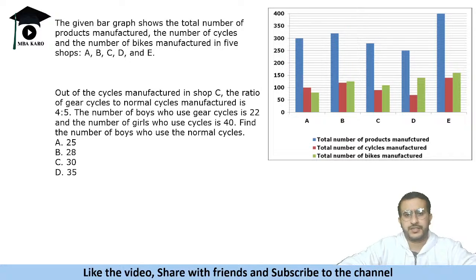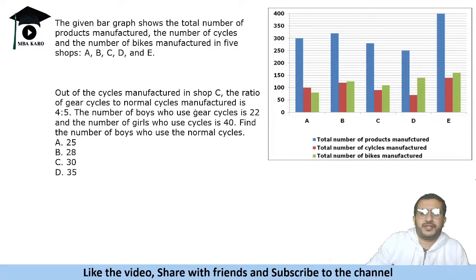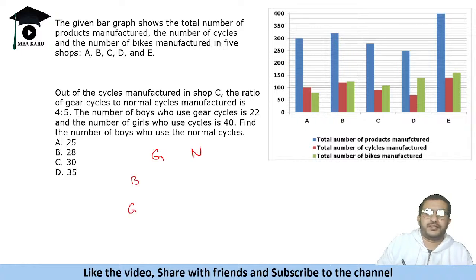So this is a simple one. It says shop C, gear and normal cycles, boys and girls, right? So it says that in C we have a total of 90 cycles.